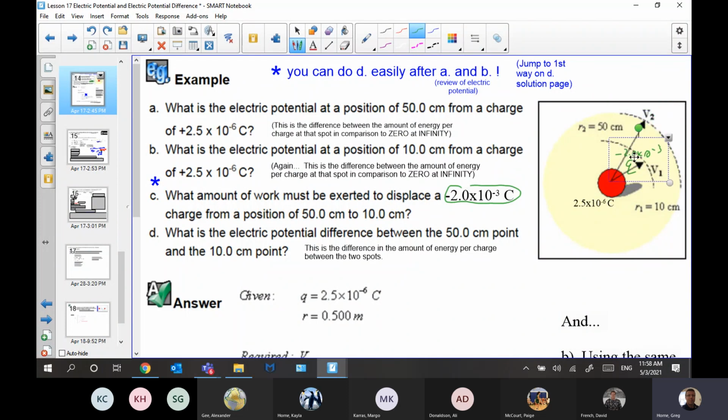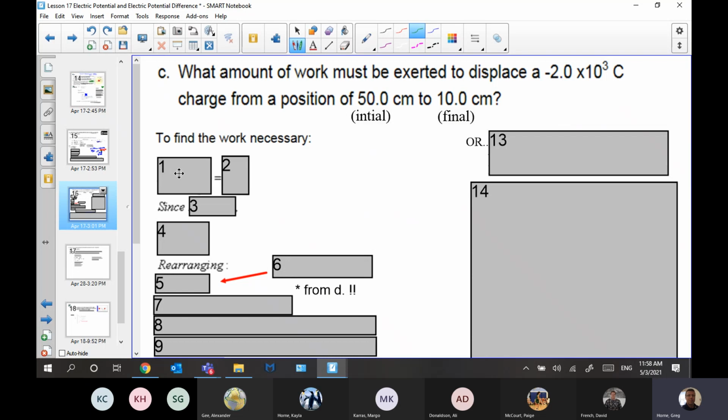It's going to accelerate on its own to this spot, right? And if you're holding it back and letting it go slowly, you would have done negative work. Or if you let it go, then negative work, the reduction in the energy of the system, transfers to kinetic. So that would look like this. To find the work necessary, we've got delta V equals delta E over q and so on. And basically we need to recognize that delta E is that concept we're talking about, right?